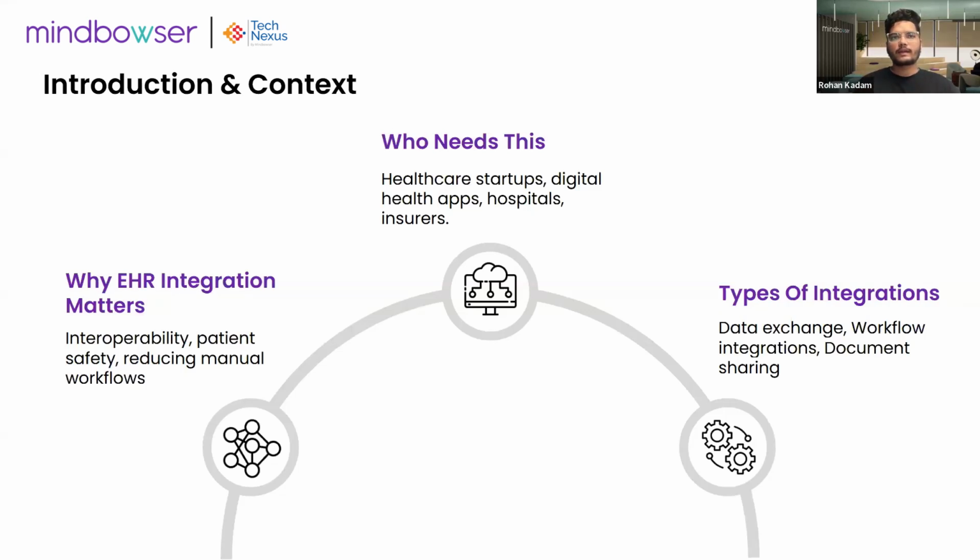So let's talk about some of the types of integration. There are several types of integrations that you can go with while integrating the EHR. The first one is data exchange. This involves pulling and pushing structured data like patient demographics, lab reports, allergies, and medication lists between the systems. So this is a type of data exchange integration.